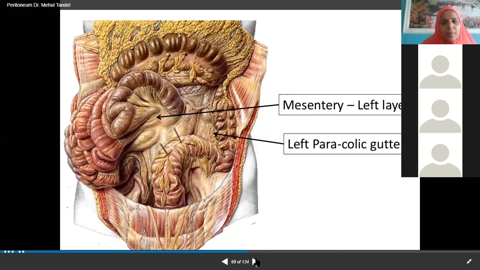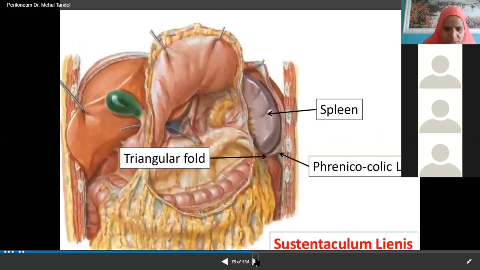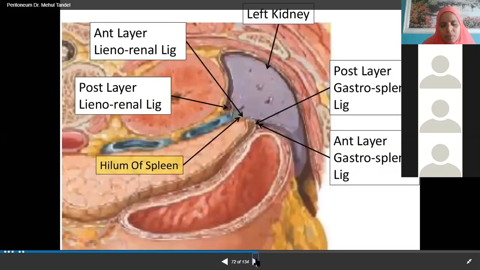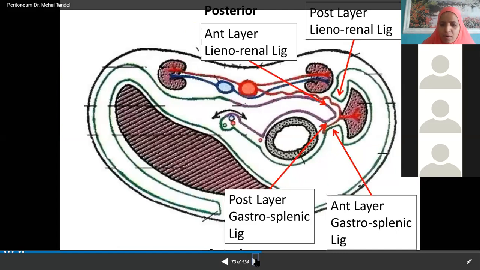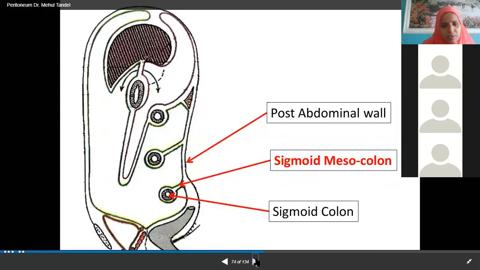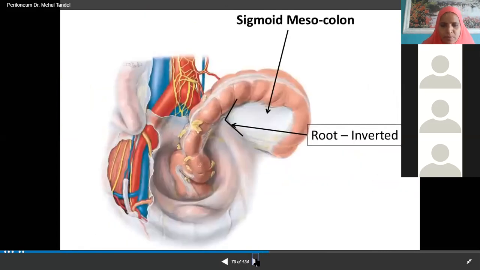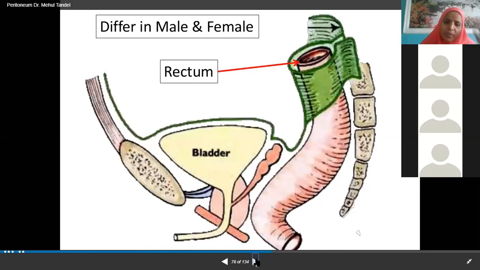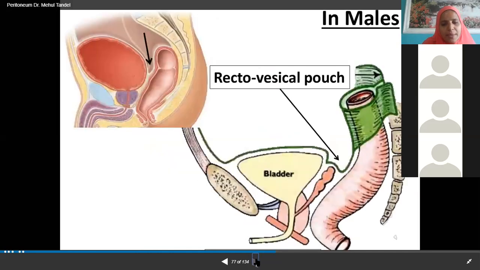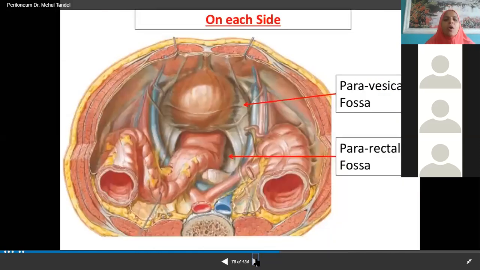These ligaments I also told you about. Horizontal disposition is not that important. The sigmoid mesocolon is also elaborated. The difference in male and female: in the male it is a closed sac of peritoneum, whereas in females it is an open sac. This picture is actually important.